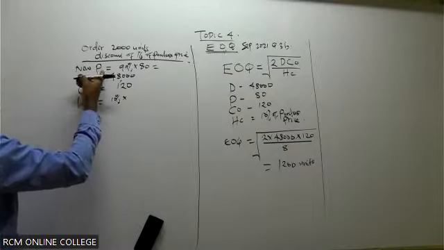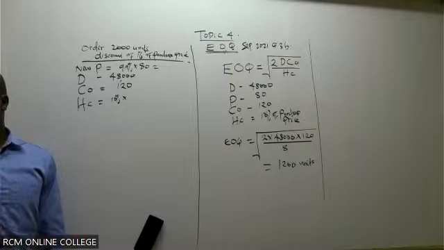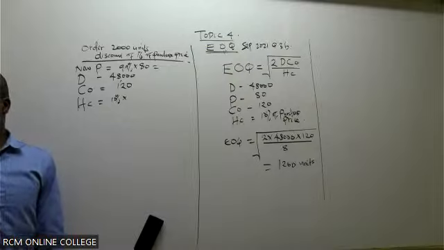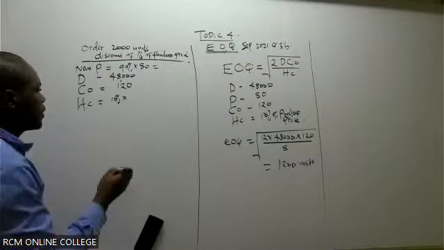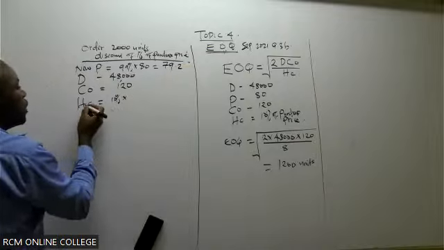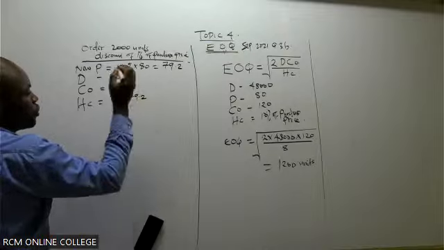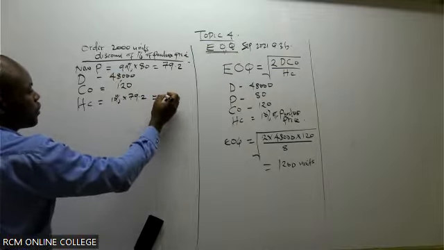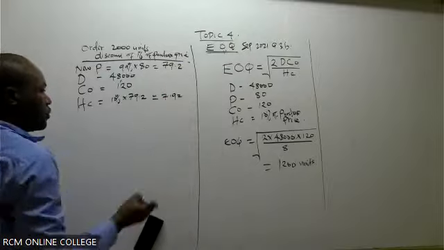About holding cost, it is now changing because it is pegged on the purchase price. So can you give me the new purchase price? That is 99% of 80, which is 79.2. It means our holding cost here is going to be 10% of 79.2, which will give us 7.92.